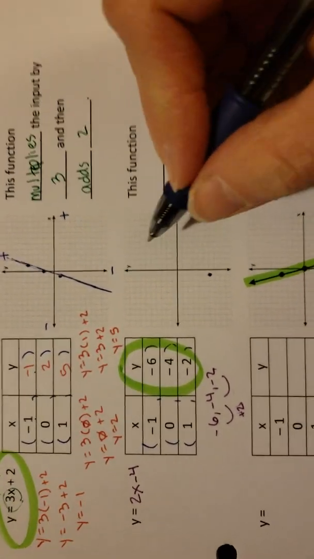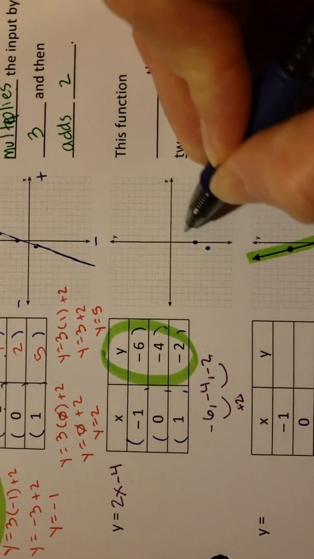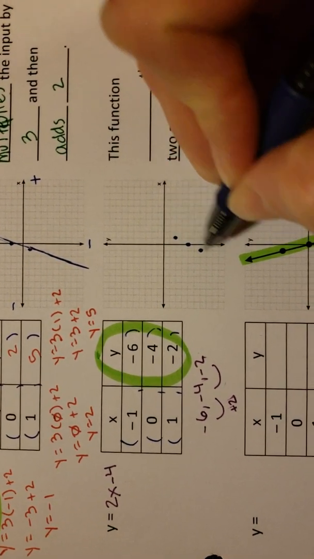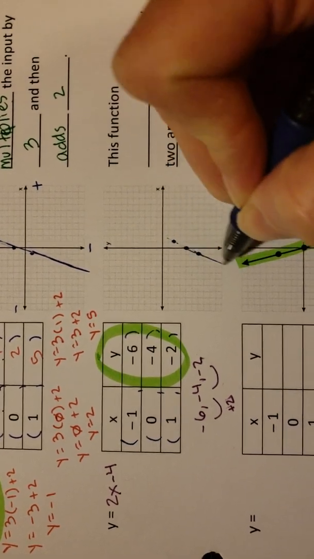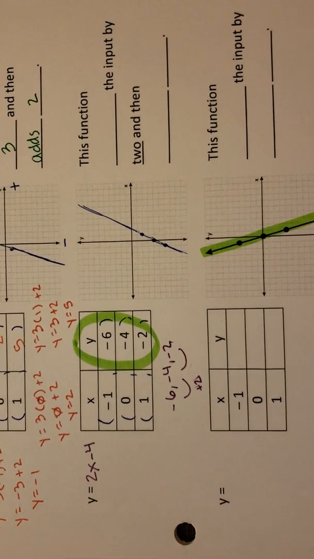0, -4, no horizontal movement, 4 down from the origin. And 1, -2. Draw a line. And so this is a graph of that equation.